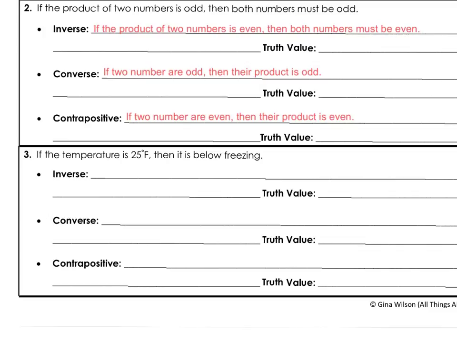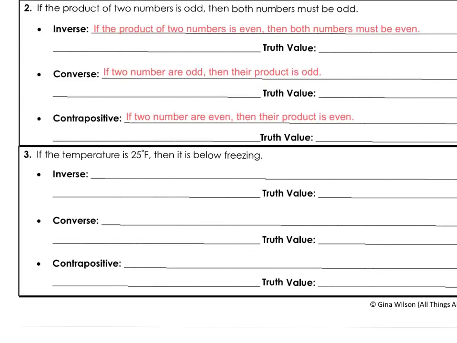Okay, so here's the 3 different statements. So taking off for the first one, we had to remember to write the inverse, we had to negate the 2 statements, the hypothesis as well as the conclusion. So if the product of 2 numbers is even, which obviously is the opposite of being odd, then both numbers must be even. So we just negated those 2 statements. The converse, we switch the order.